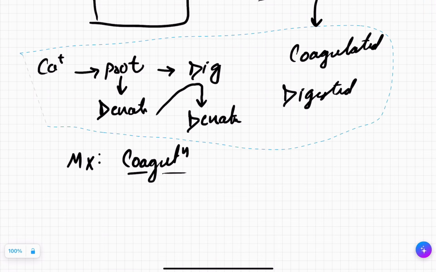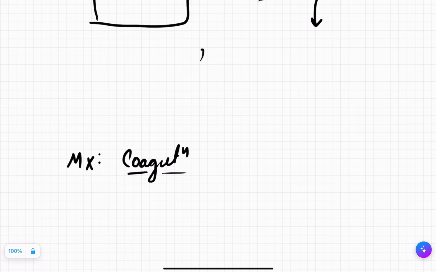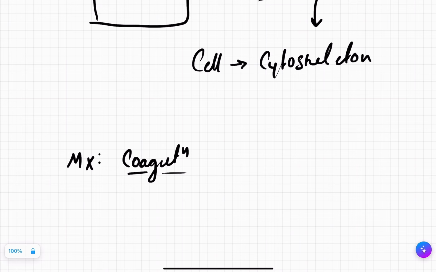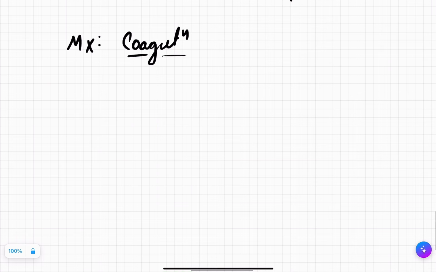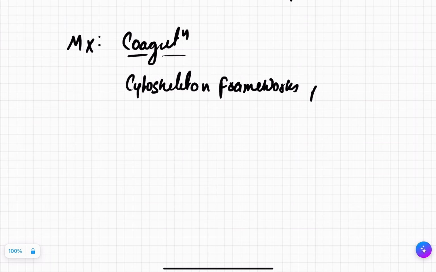Now another thing. The cell has a cytoskeleton. Now, the cytoskeleton is also made up of proteins. So if the proteins are not destroyed, what will happen? The cytoskeleton will remain. So if you see a cell in coagulative necrosis, you will see cytoskeleton frameworks preserved. Got it? So we will see two things.